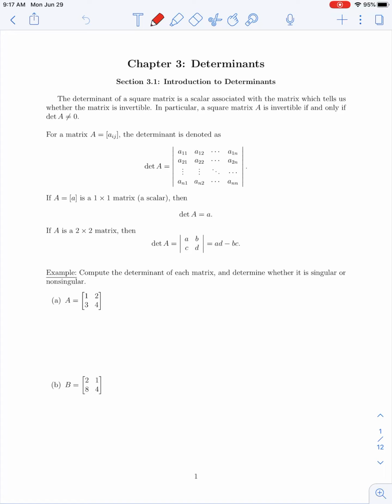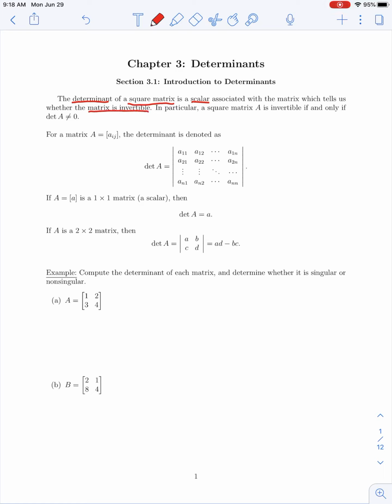So in this chapter, we'll consider how to find determinants of larger square matrices and see that these determinants can tell us whether or not a matrix is invertible, and we'll see some other nice properties of determinants throughout the rest of this chapter and the rest of the course. So recall from what we've seen previously, the determinant of a square matrix, so a 2x2, 3x3, or so on, is some scalar associated with that matrix, which will tell us whether the matrix is invertible.